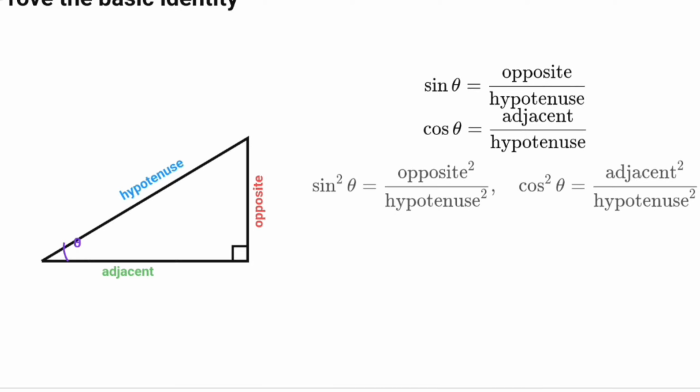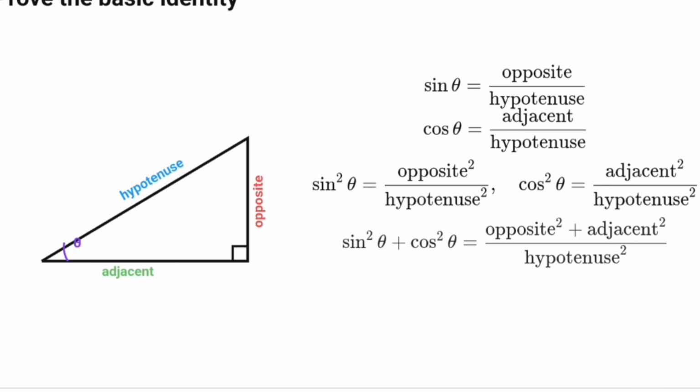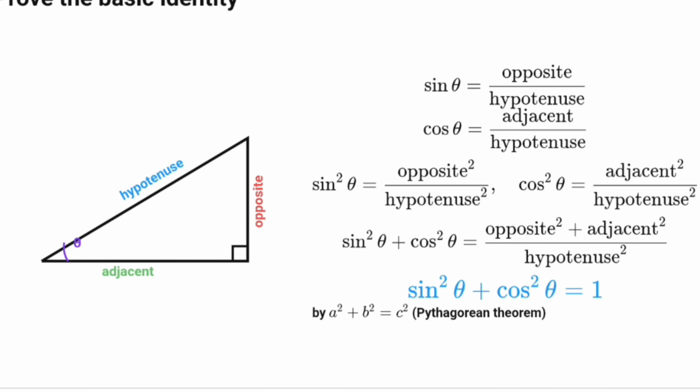With the identity established, one ratio can help find another when the angle is the same and the triangle is right. If sine or cosine is known, the equation sine squared plus cosine squared equals 1 can be rearranged to find the missing ratio.